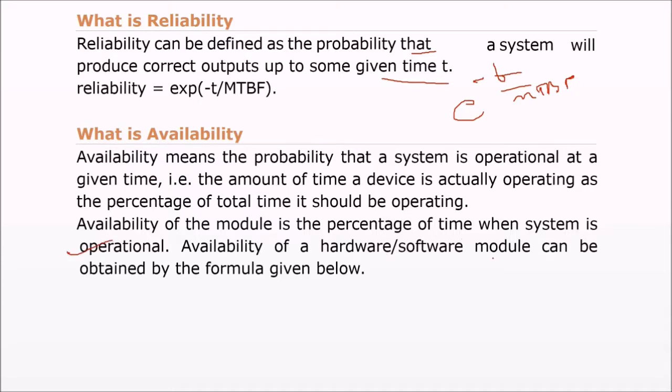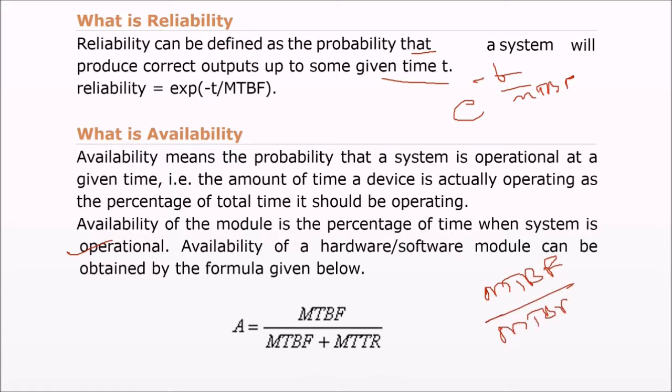Availability of a hardware software module can be obtained by this formula, MTBF by MTBF plus MTTR. That is MTBF, mean time between failure, to mean time between failure plus mean time to repair. This is availability.